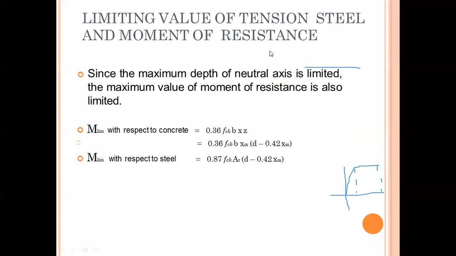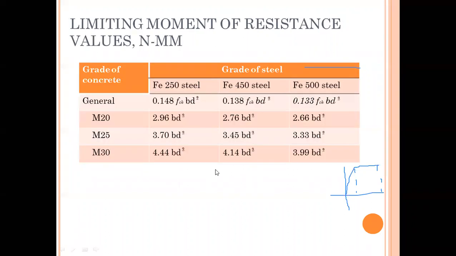Now similarly, the limiting value of the tensile steel and moment of resistance. MU limit with respect to concrete means Cu into lever arm, and MU limit with respect to steel means Tu into lever arm. This is what is important for you to remember, the limiting moment of resistance, MU limit for different grades of steel. This first row is important.